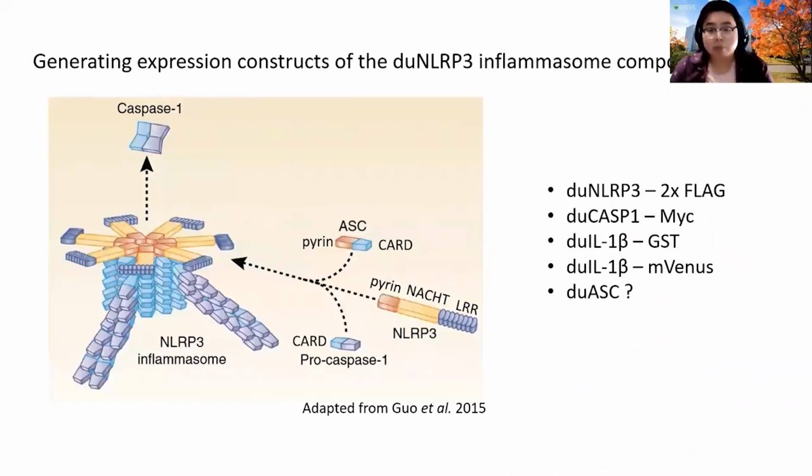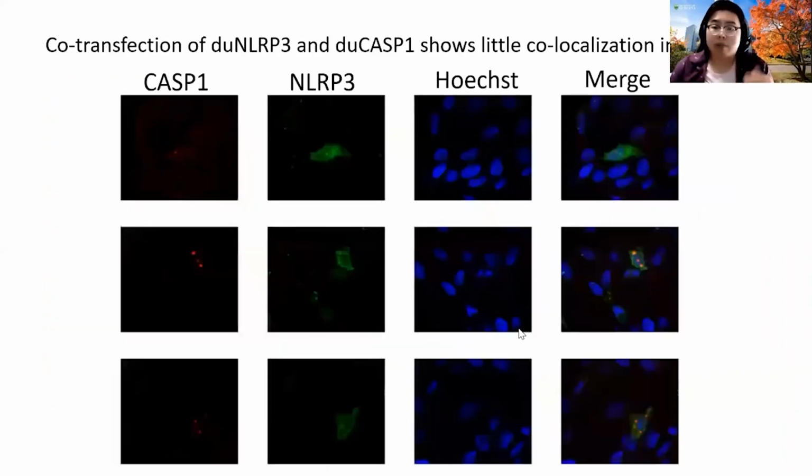The first step was to generate expression constructs containing these different components of the NLRP3 inflammasome. Using bioinformatics and transcriptomics, I was able to find sequences of these components, and then I was able to clone duck NLRP3, duck caspase-1, duck IL-1 beta, and attach different epitope tags to them. However, I was unable to locate duck ASC in the genome or the transcriptome. This is a major difference between the duck NLRP3 inflammasome and mammalian counterparts.